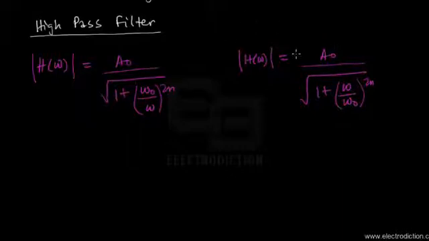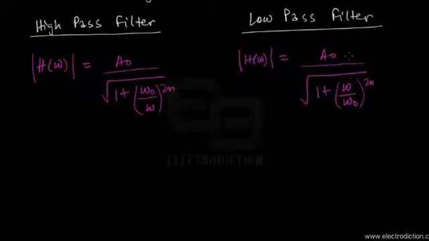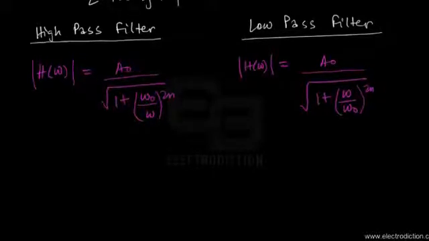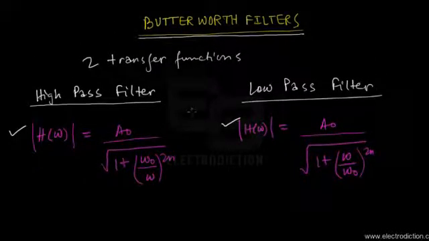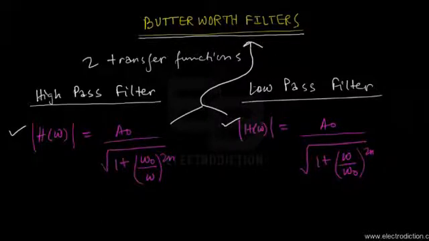While on the right we have the transfer function for a low pass filter. The working of a low pass filter is just the reverse of the high pass filter. It lets the frequencies below a certain cutoff frequency pass through to its output, while attenuating those above it. These low and high pass filters, whose gain is described by such transfer functions, are referred to as the Butterworth filters.